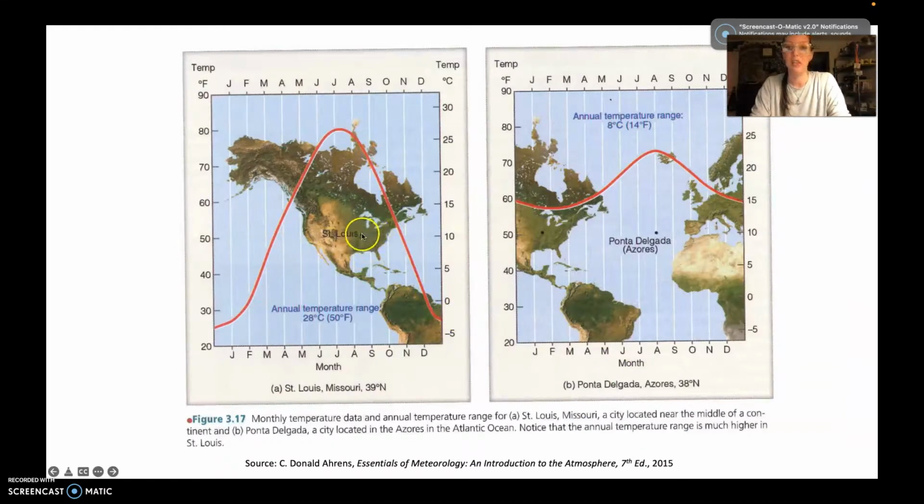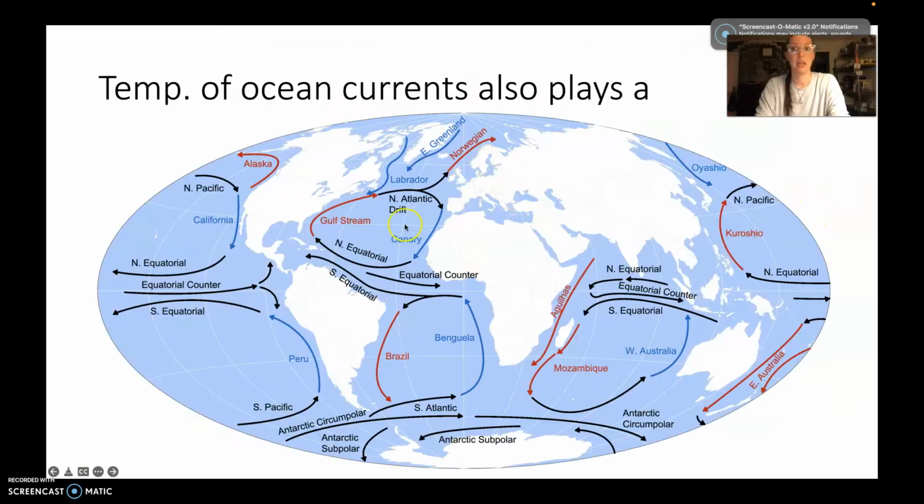We can see that with another location as well. So this is considering St. Louis, Missouri, which is near the center of the United States, versus Ponta Delgada in the Azores Islands. And you can see once again that in the summertime, St. Louis gets much, much warmer, and it also gets much cooler in the winter, whereas Ponta Delgada stays relatively moderate. And you may be asking yourself, well, what about the temperature of the ocean? Does that have any impact? And it turns out, yes, it does actually have quite an impact.